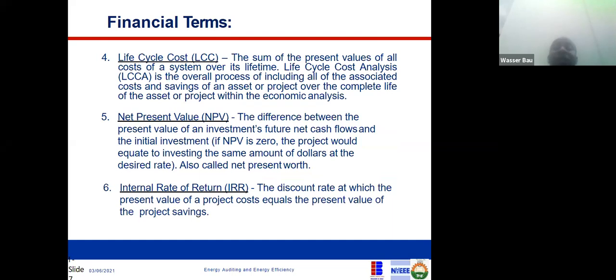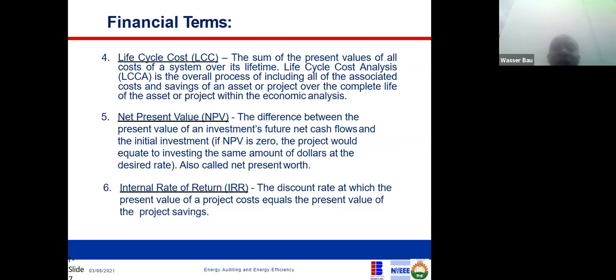The next financial term is what we call life cycle costing. For those of us that have done an MBA or some management course, who agree with me that this is the latest concept of project costing we have now.